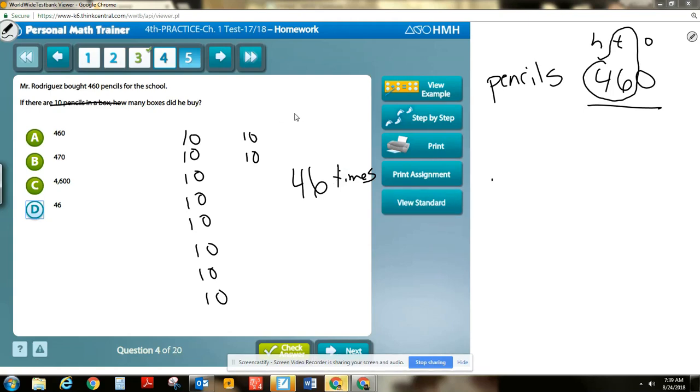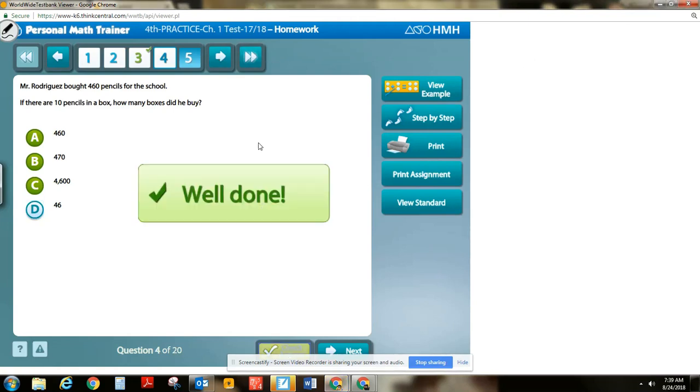Mr. Rodriguez and his students are rocking out something. That's a lot of pencils. So this is 10 pencils. I can just use my place value chart. I wrote my number down and I looked at the tens place. 46 tens. This is naming a number in a different way. Instead of 460, I could call it 46 tens. Yay.